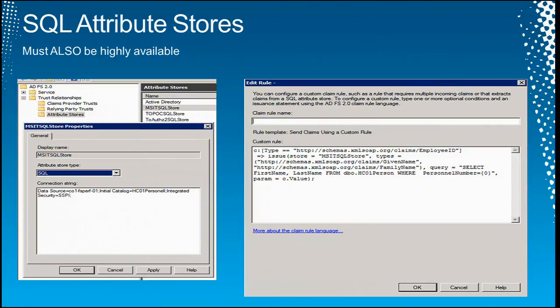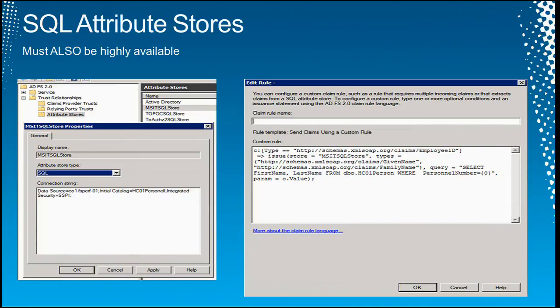I can also emit claims from an ADFS server that come from a SQL attribute store. So I can emit claims from Active Directory attributes. I can emit claims from an ADLDS attribute store. I can emit claims directly from a SQL store. So rather than pulling data from the way Active Directory manifests my employee types, I can just go and get it straight from an SAP database. ADFS gives me the ability to do that.